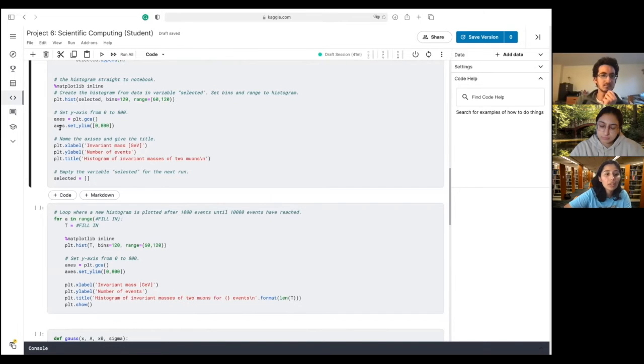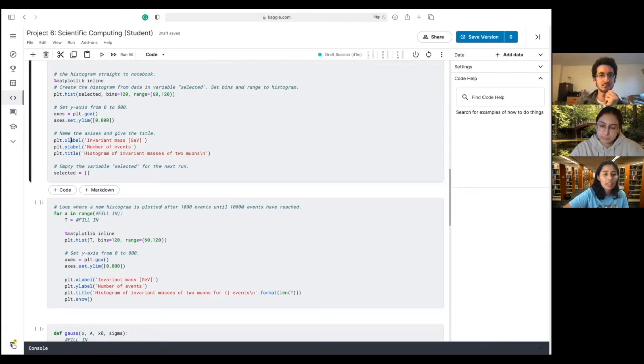Here we set the y limits, get the axis, and after that we plot the labels, depending on what our histogram is. Here I've written "histogram of invariant masses of 2 muons," which is what we are plotting right now. And then we quickly run this.